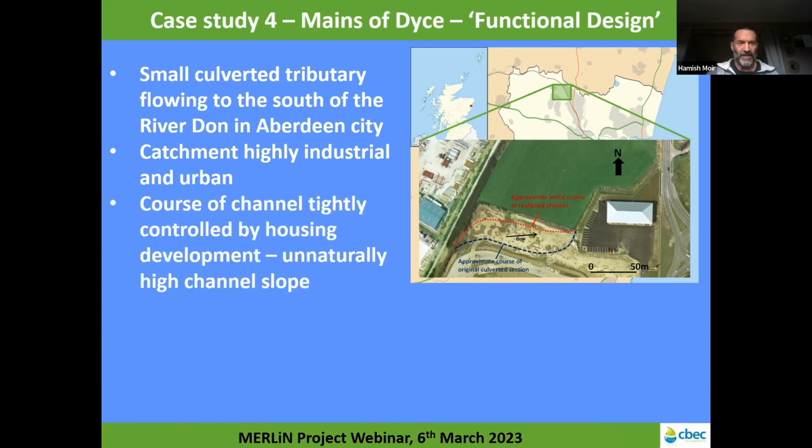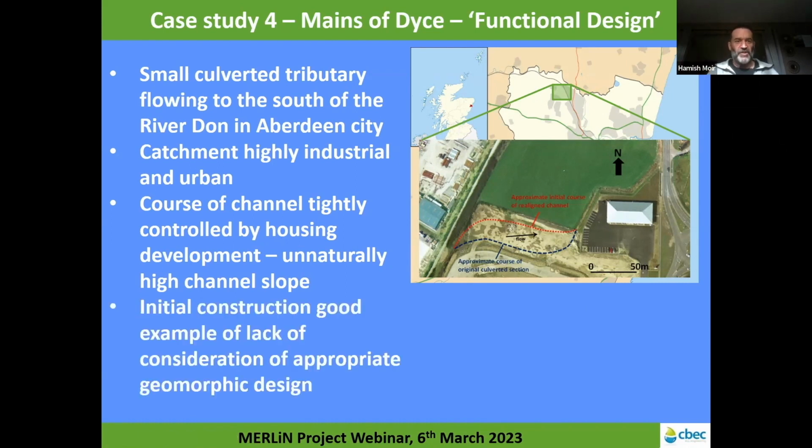And of course, the channel was very tightly controlled by housing development. So this area in this photograph here used to be an industrial area, and there was a factory sitting over here. So the river had been culverted underneath the factory, but because of the housing development, the developer wanted to maximize the area for houses. So they daylighted the stream. They took the stream out of the culvert, but pushed it right to the edge of the site. And in doing so, they produced an unnaturally high channel slope. It went right down the steepest part of the ground here.